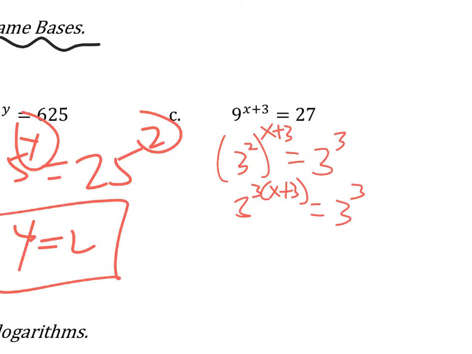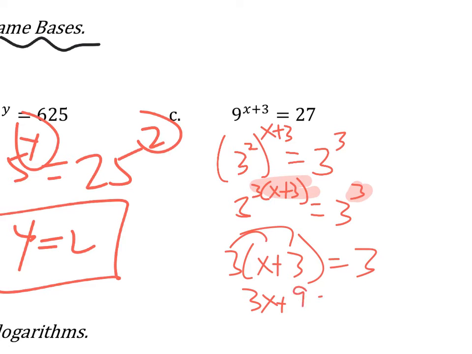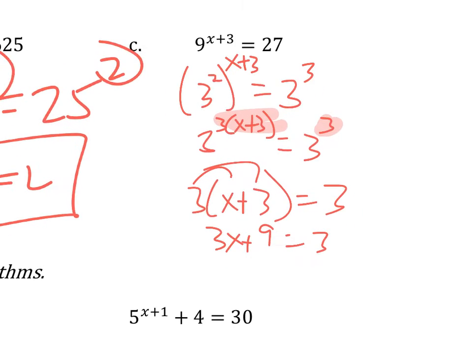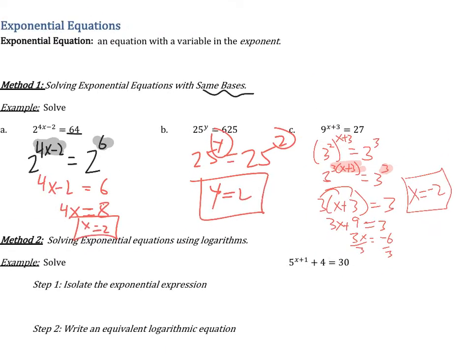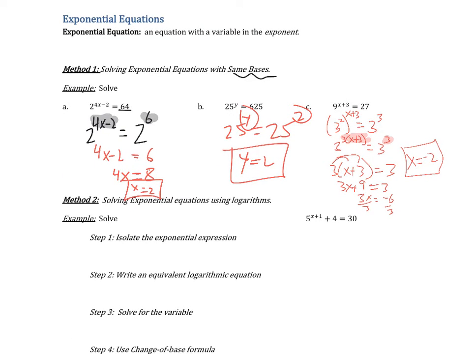And so these two exponents have to be equal. Now that we've written it with the same base, we can say 3 times x plus 3 has to be equal to 3. A whole lot of 3's going on there. Now maybe distribute here: 3x plus 9 equals 3. Subtract 9 from both sides. All right, divide by 3, and we have negative 2. So again, if we can write them as the same base, then we just make the exponents equal to each other.